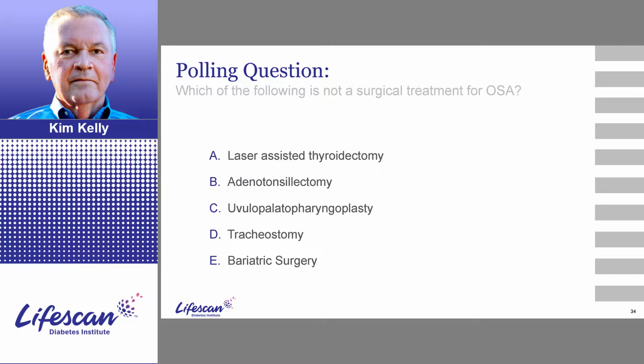Thank you. Our next question asks, which of the following are not surgical treatment for OSA? A, laser-assisted thyroidectomy. B, adenotonsillectomy. C, uvulopalatopharyngoplasty, that's a tough one, tracheostomy, or bariatric surgery.